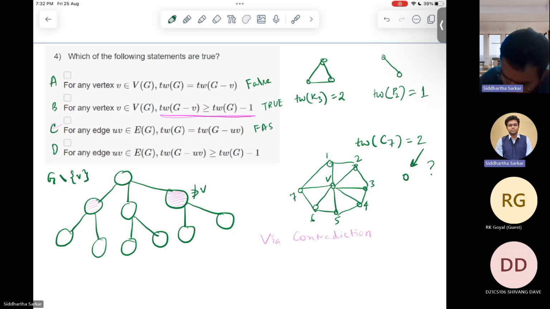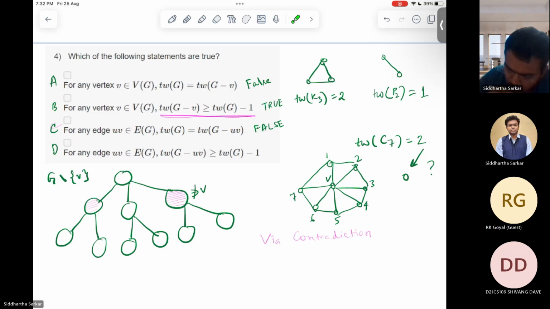So here one edge was dropped from the triangle and we got a single edge. The tree width for the single edge is only 1, whereas the tree width for the triangle was 2. So therefore the deletion of the edge has resulted in a drop in the tree width. So this statement cannot be true because of this counterexample.